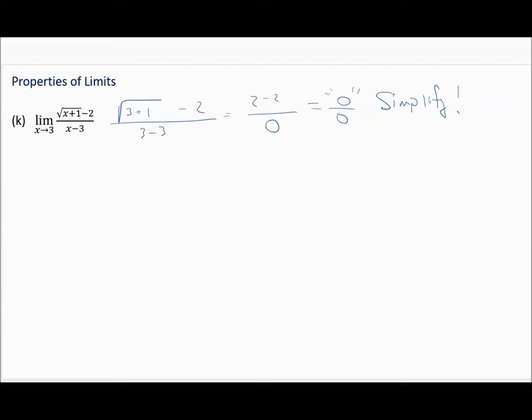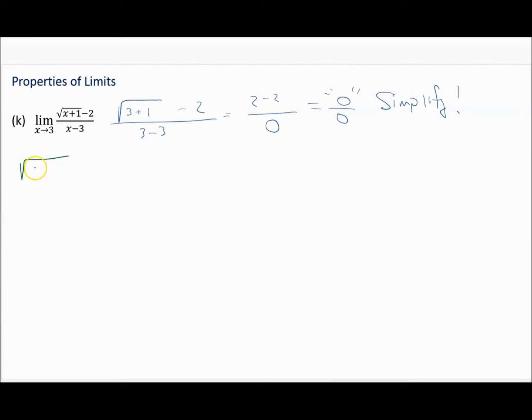So I'm going to show you a technique that works often, not 100% of the time, but when you have a square root in your problem and you have a 0 over 0, this technique should work. And what you're doing is you're multiplying by a conjugate. So watch this. I know in the end I'm going to take the limit, but right now I'm just going to focus on the function part.